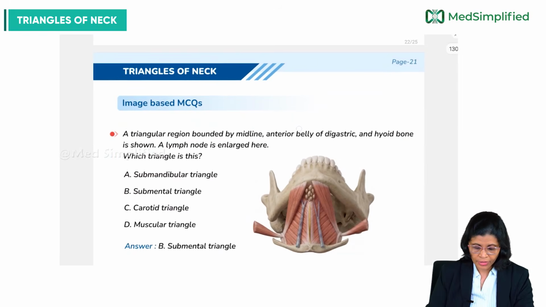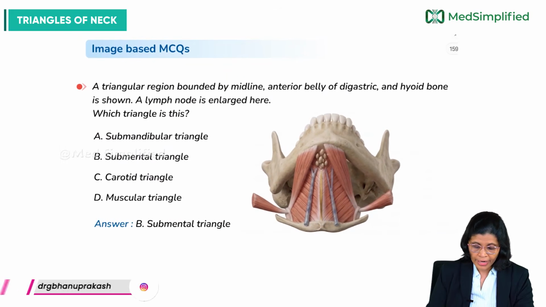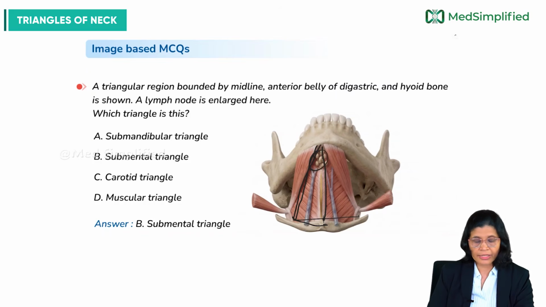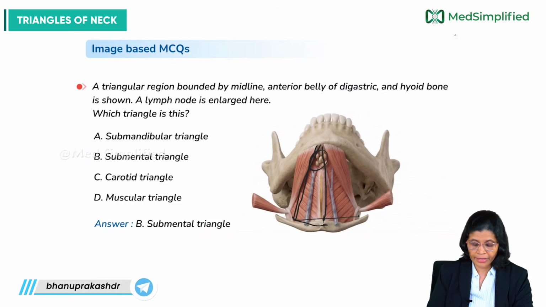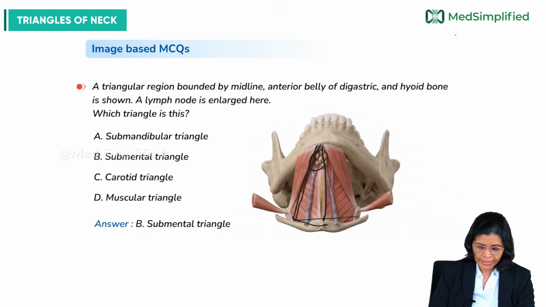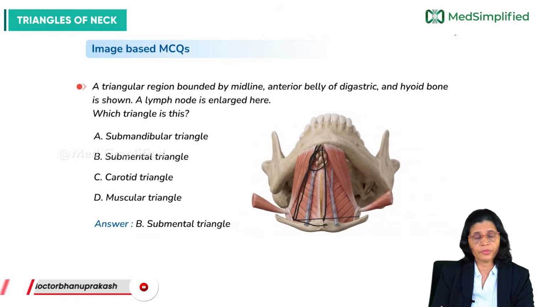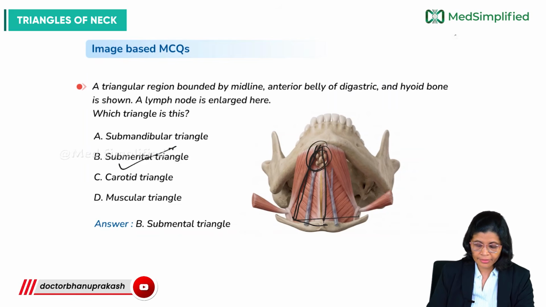So let's solve some image based MCQs. A triangular region bounded by the midline, anterior belly of digastric and hyoid bone is shown. A lymph node is enlarged here. This is basically the submental triangle, half of it, which they have shown. The lymph nodes are the main contents there. This is the anterior jugular vein. These lymph nodes are enlarged because lymph from the tip of the tongue and so on drains mainly into them. So this is the submental triangle.